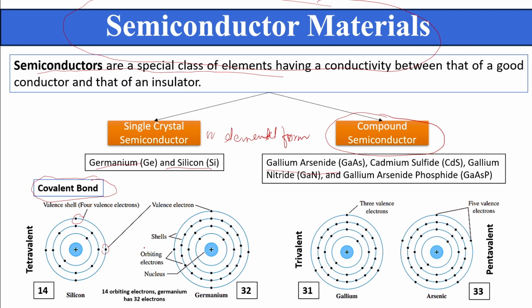Their outermost orbit has 4 electrons, and due to that, they share electrons with neighboring atoms in order to form a strong covalent bond between the two atoms. These are some examples of trivalent and pentavalent impurities. Gallium arsenide: this is the trivalent atom, and this is the pentavalent atom.